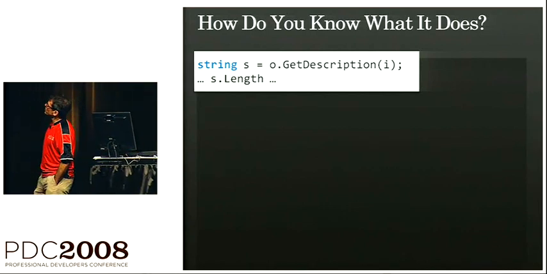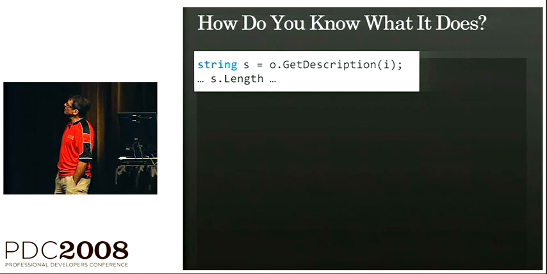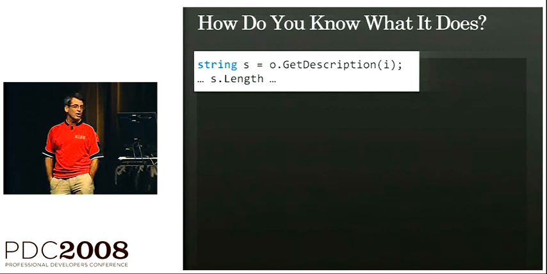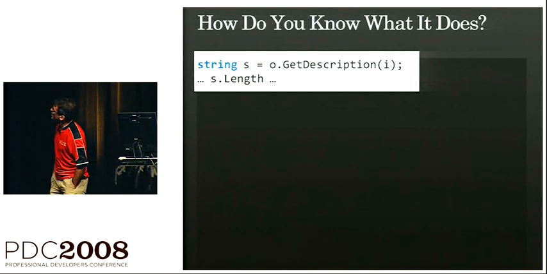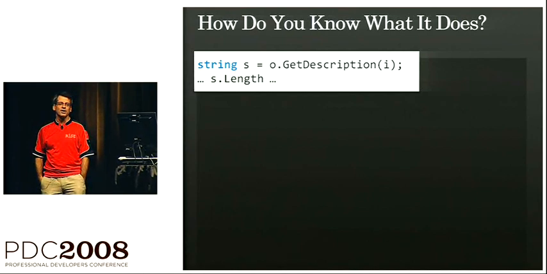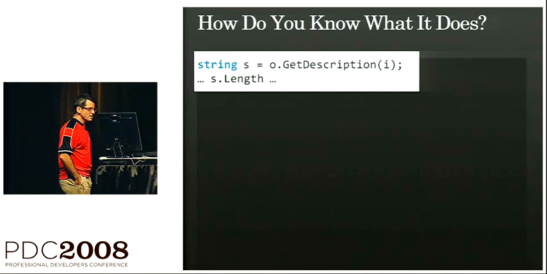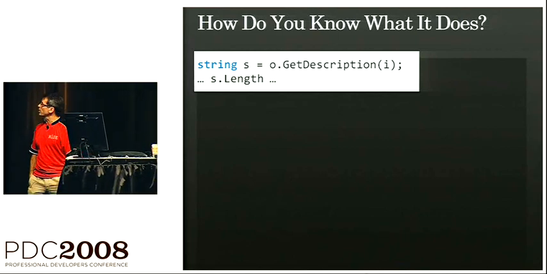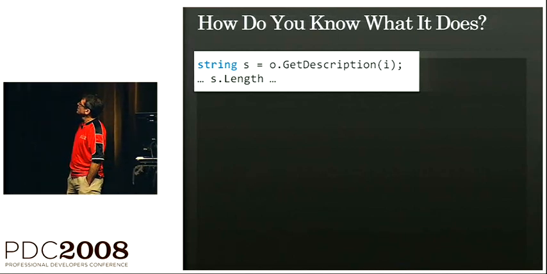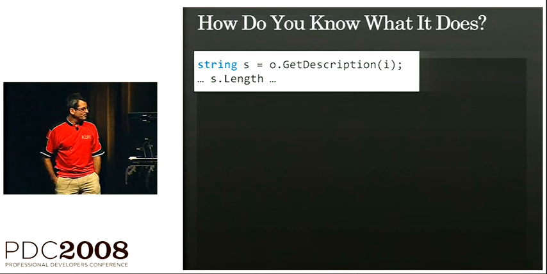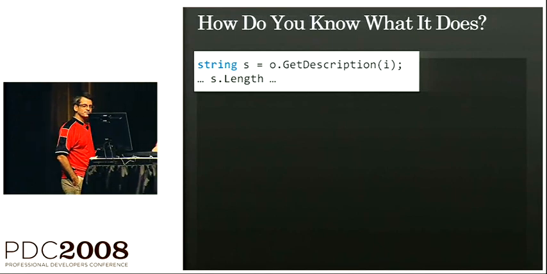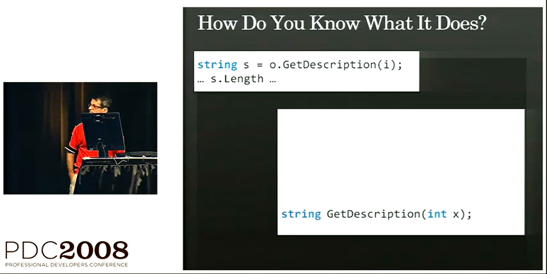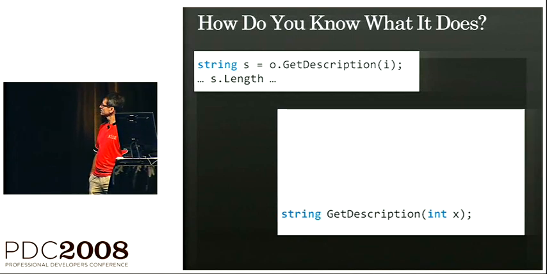That's right. It is true that that string really could be the value null. Maybe I gave the wrong argument to GetDescription, and what I get back is a null value, and now s is null, and I'm going to get a runtime error when I try to dereference s. In fact, I'm not even sure what the right values of i are to pass to that method. But Mike, it's very easy. You just go to the definition, and it tells you it gets the string, and you give it an integer.